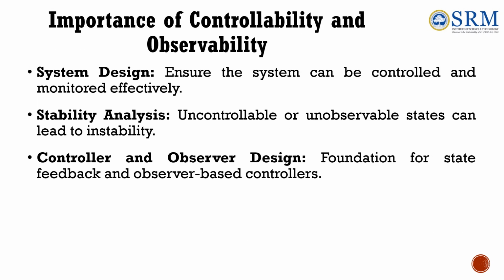The importance of controllability and observability. In system design, it ensures the system can be effectively controlled and monitored for proper functionality. In stability analysis, uncontrollable or unobservable states may cause instability, impacting system performance. Controller and observer design: these properties are the foundation for designing state feedback controllers and observer-based systems.